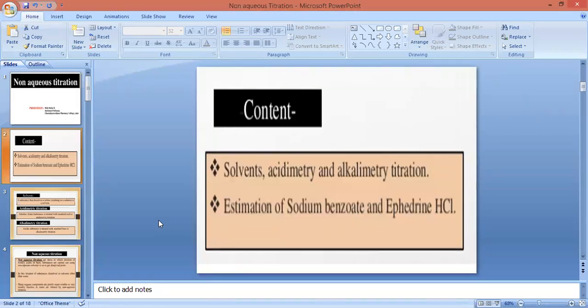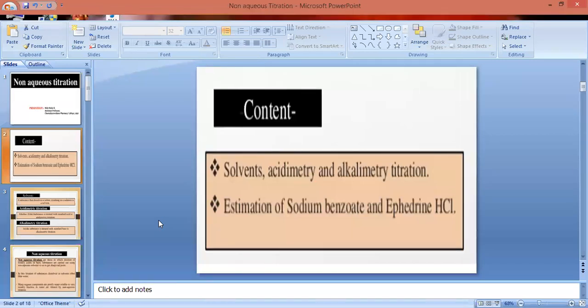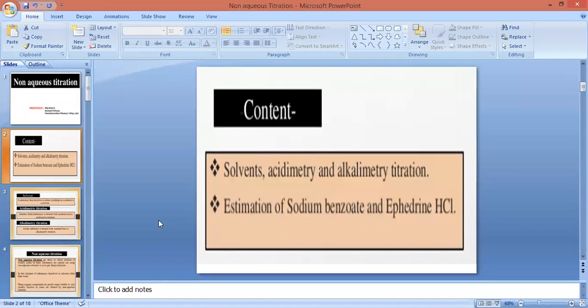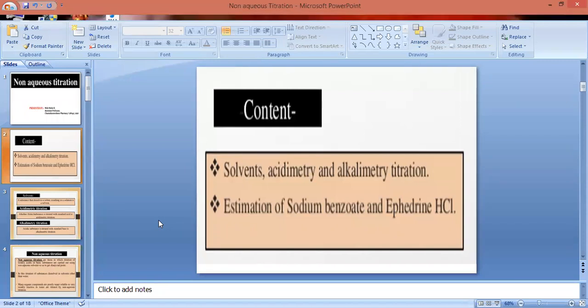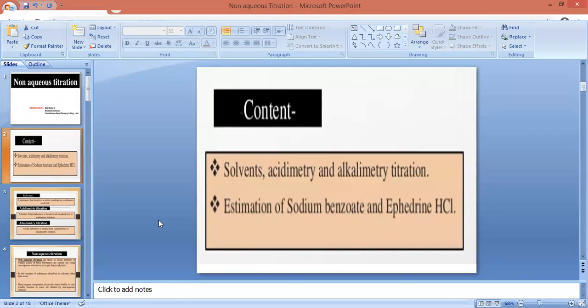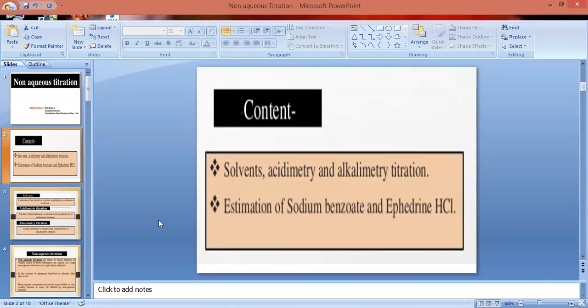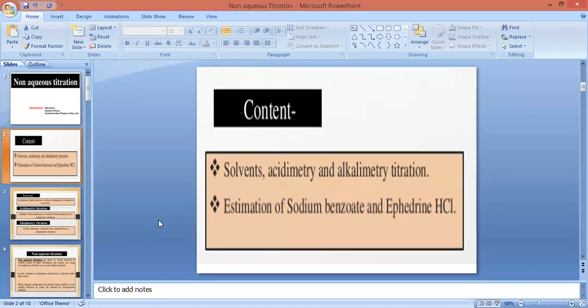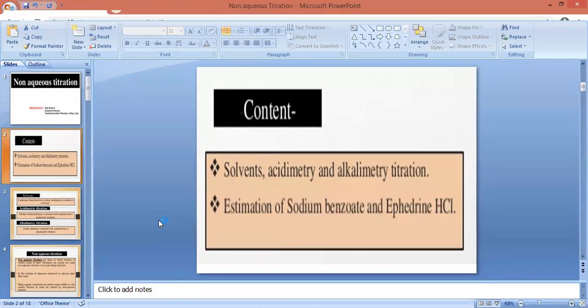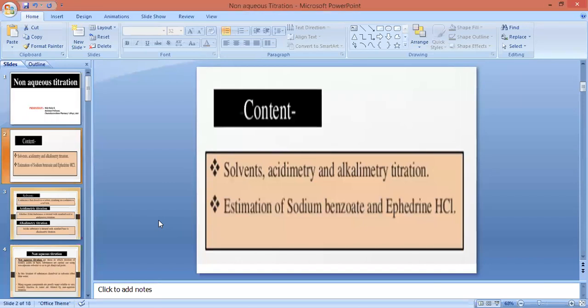So with the help of organic solvent, we are going to increase the solubility of the drug substances, and with the help of a standard solution, and the most commonly used standard solution in case of non-aqueous type of titration is perchloric acid. So from the volume of perchloric acid consumed by sodium benzoate and ephedrine hydrochloride, we can find out its concentration. So these are the bits to be covered under non-aqueous titration.